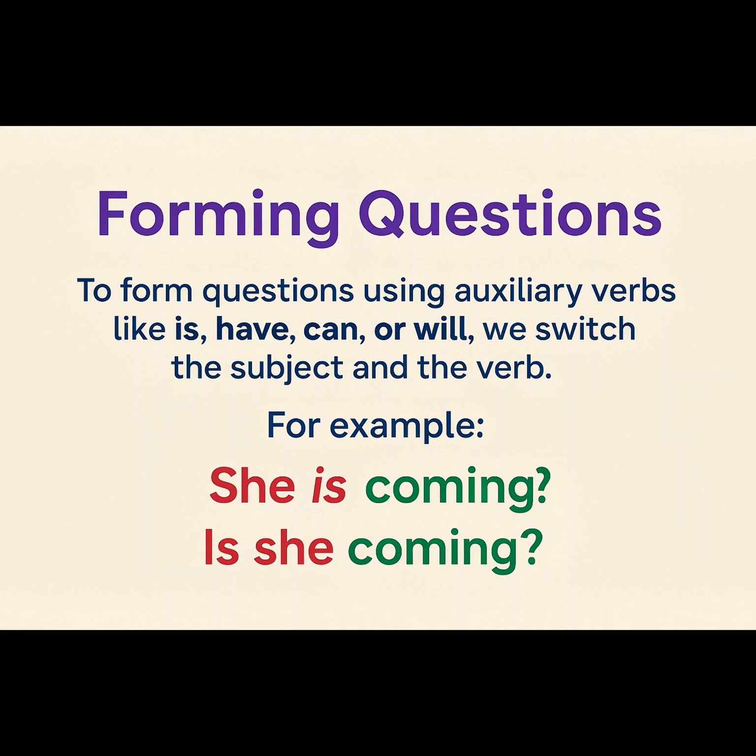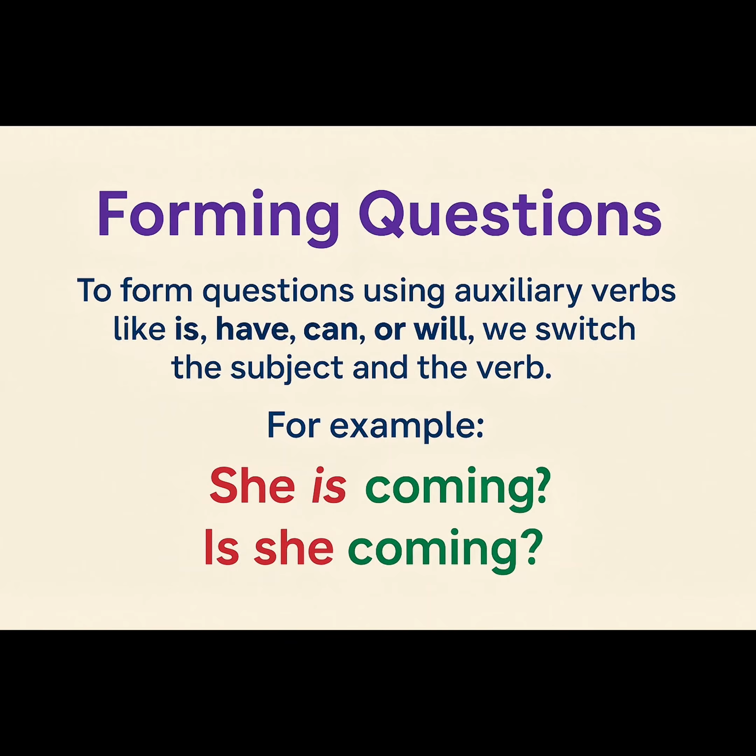To form questions using auxiliary verbs like is, have, can, or will, we switch the subject and the verb. For example, "she is coming" will become "is she coming?"